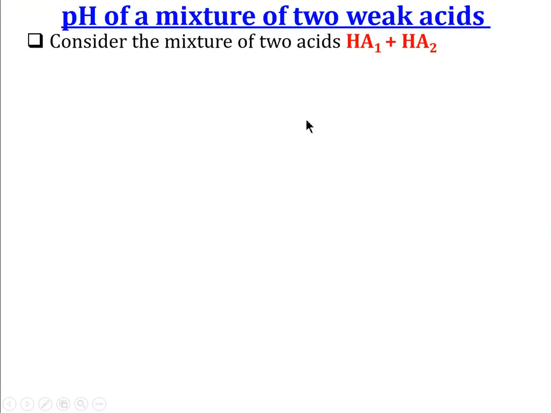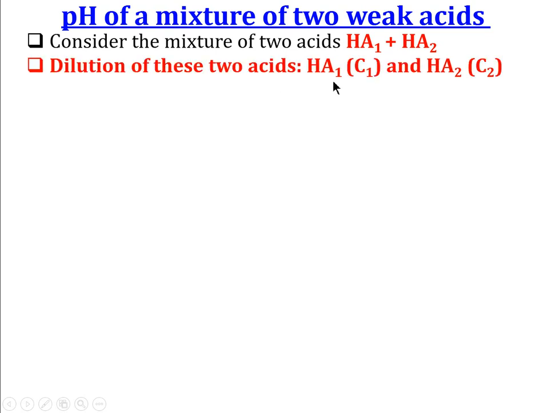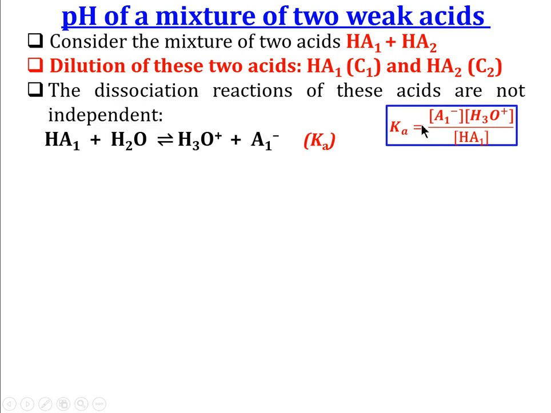Suppose we have now two weak acids and we want to calculate the pH. After mixing HA1 and HA2, the weak acids, we will have dilution, and we will suppose that the concentrations of these two acids in the solution after dilution are C1 and C2 respectively. So what would happen when the two weak acids are mixed together?